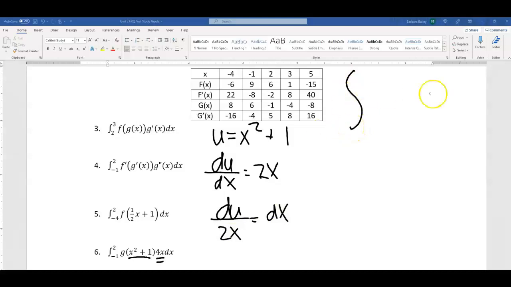So you know what, I need to change this to a g prime really quick. There we go. All right, there should have been a g prime here. I had a typo, I had to fix it.